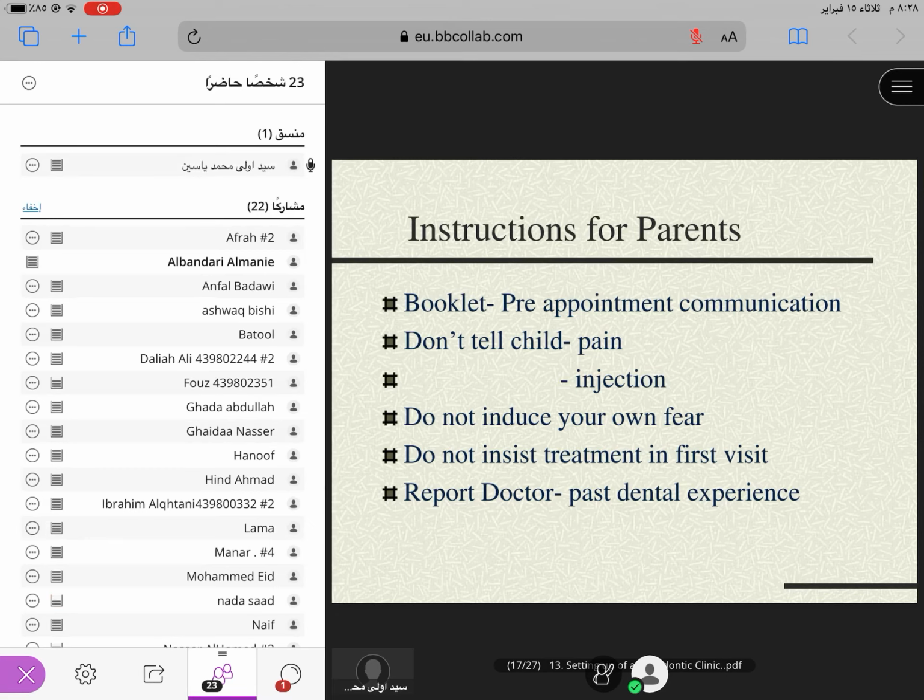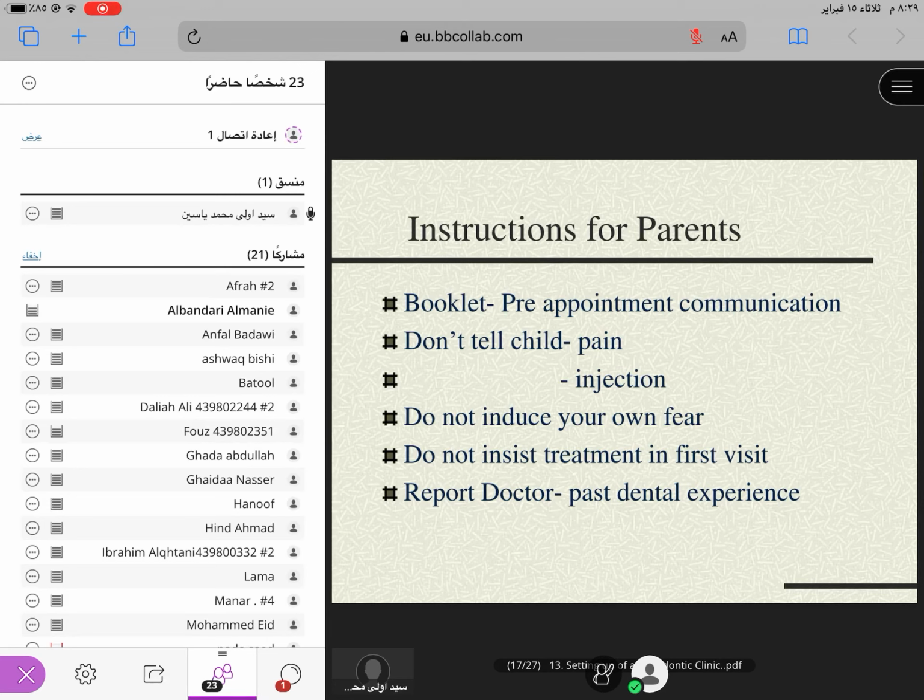Very simple procedures like scaling, taking radiographs, then doing pit and fissure sealants, then doing simple restorations, then gradually going for painful procedures. Because by that time, after 3 or 4 visits, the child will be more comfortable in the dental setup. Then you can go for painful procedures like giving anesthesia, doing root canal treatment, or doing extraction. So all painful procedures should be kept at the end unless it is an emergency.